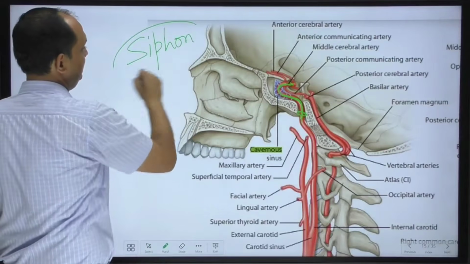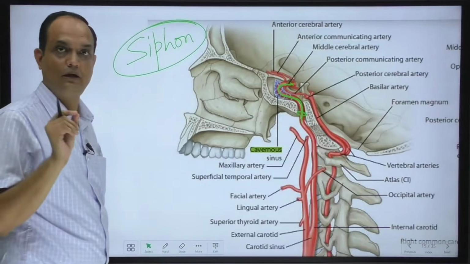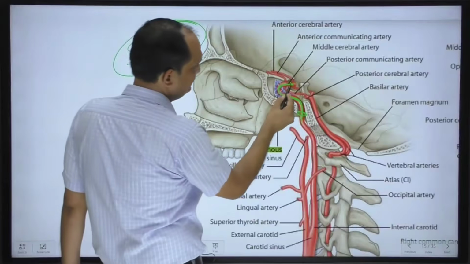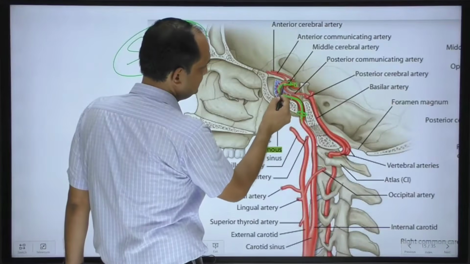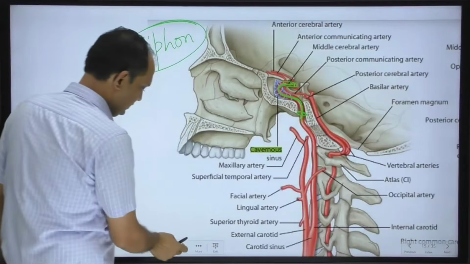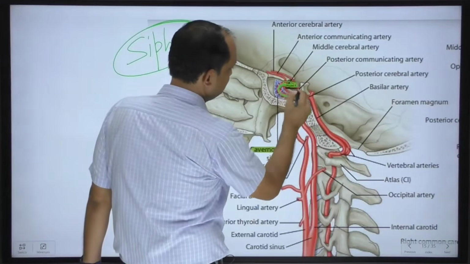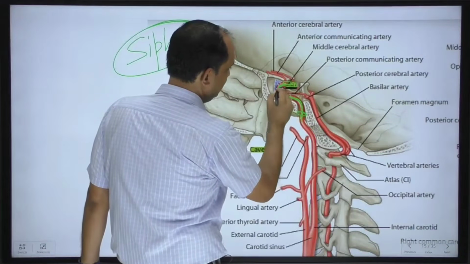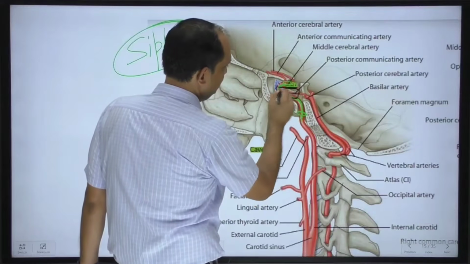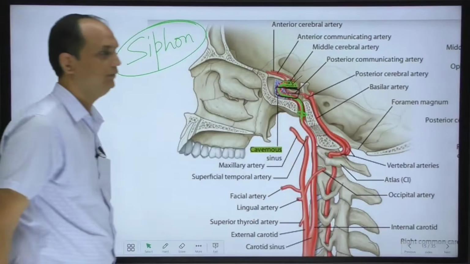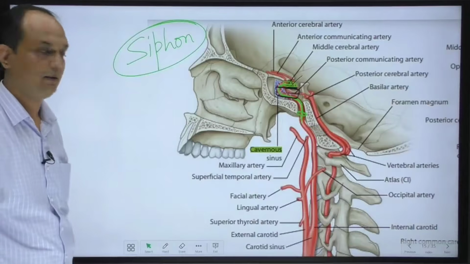And the important relation here about the internal carotid artery is that this part, which is superiorly placed here, now comes in relation to the roof of the cavernous sinus. So this is the cavernous sinus. Now this artery is present at the roof of the cavernous sinus at the terminal point.